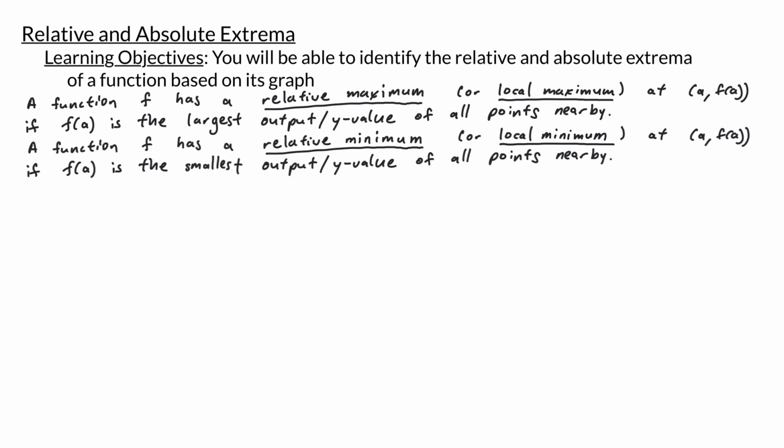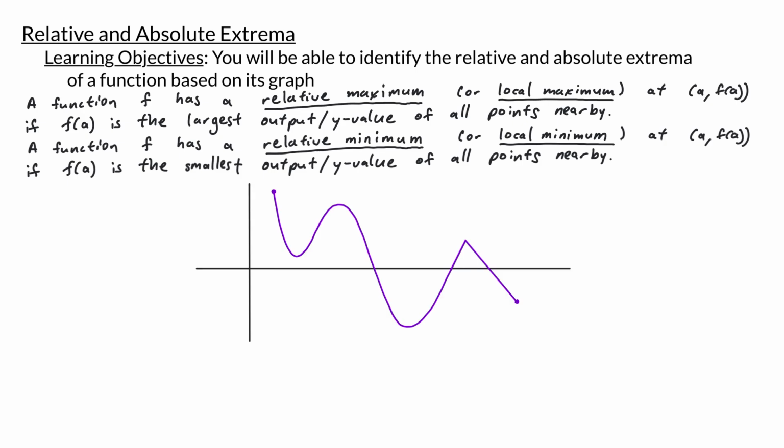Let's take a look at an example of a graph of a function and try to determine where its relative extrema are. For our graph here, let's look at a few points and decide whether or not they are relative maximums or minimums. Let's start with looking at this point. Now, if we want to decide whether this point here is a relative maximum or a minimum, what we need to do is compare this point with some of its nearby points. So let me highlight some points that are near it on my graph.